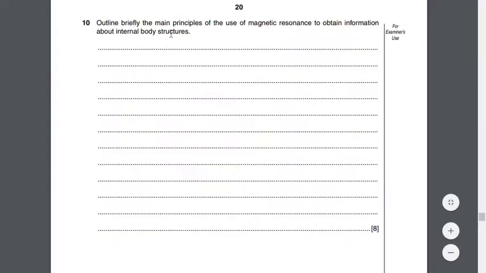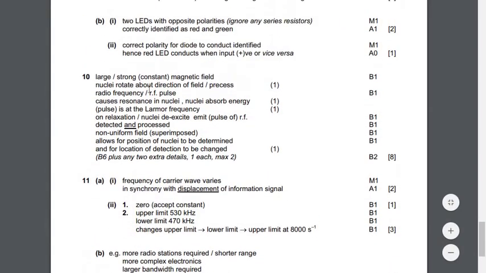Now, briefly, the main principles of use of magnetic resonance to obtain information about the internal body structure. If we see the scheme of this specific paper, we can see the points that they want you to answer. If you read through the points, you will see that they more or less add up and make sense. A large or strong constant magnetic field is applied across the patient. Nuclei rotate about the direction of the field, or they precess, which is precession, this is the spelling. Then a radio frequency pulse is emitted, which causes resonance.